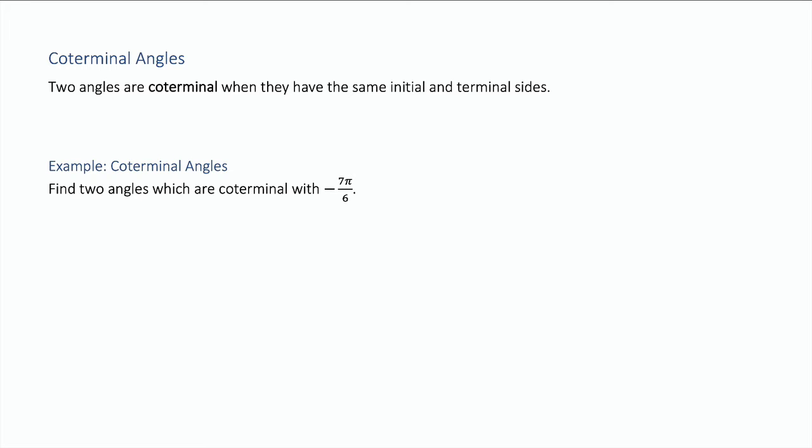Because angles are written in this standard position, and you can rotate all the way around a circle as many times as you want, that creates what are called coterminal angles. I'm just going to go ahead and draw an example.